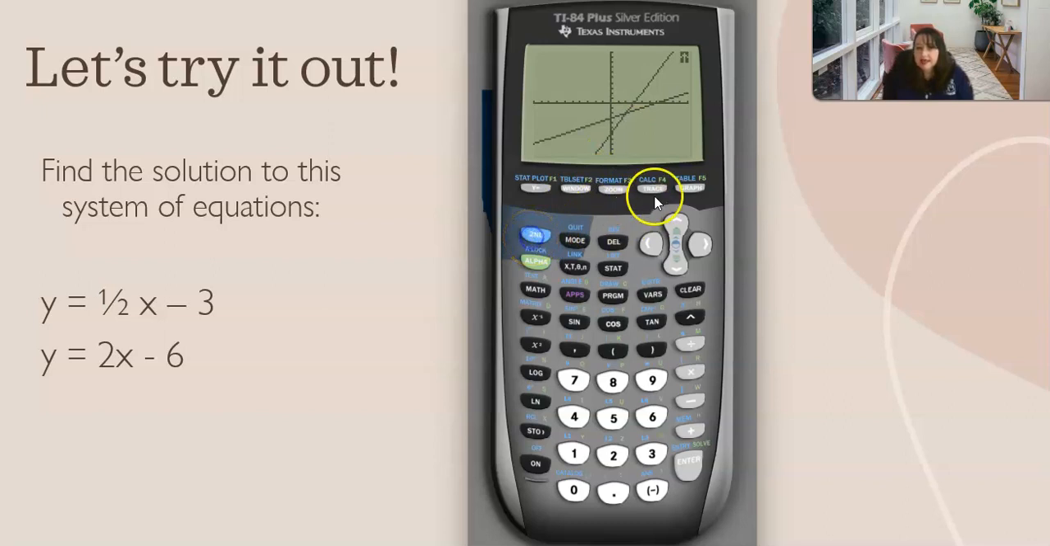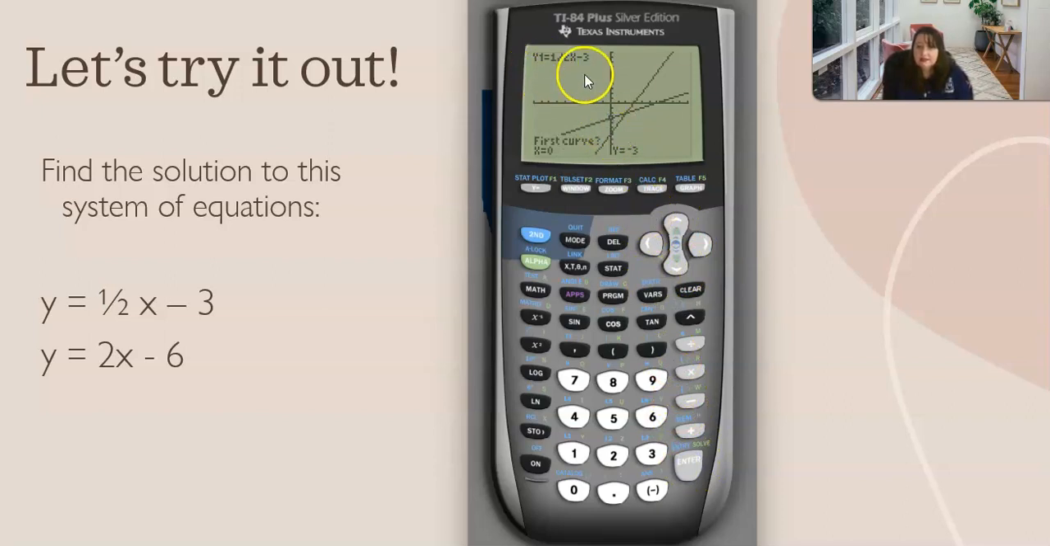So we're going to hit second, and we're going to hit trace. And look at all these fun things we can play with back here. First thing is, if I wanted a particular value for x, I would put it there. If I wanted to see where it crosses the x-axis, I would hit there. But I'm looking for where they actually intersect. And the good news is the calculator is pretty smart, so there's not much to it.